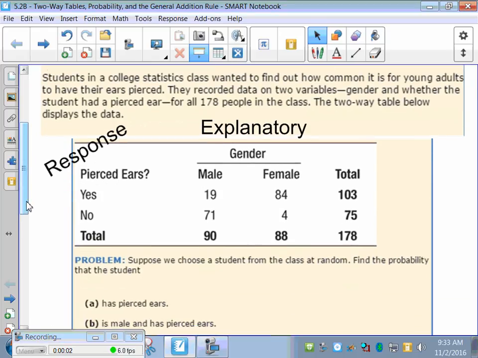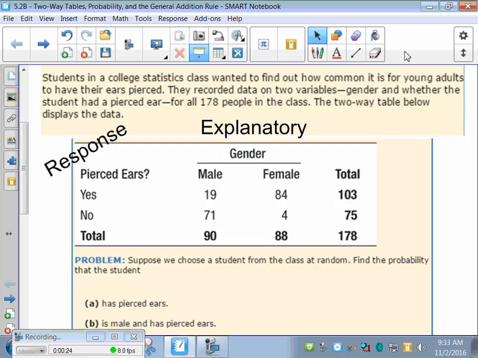Students in a college statistics class wanted to find out how common it is for young adults to have their ears pierced. They recorded data on two variables, gender and whether or not the student has pierced ears, for all 178 people in the class. The two-way table displays the data.